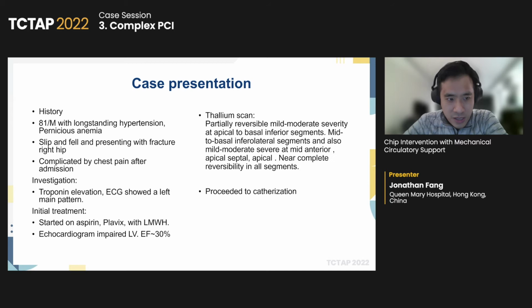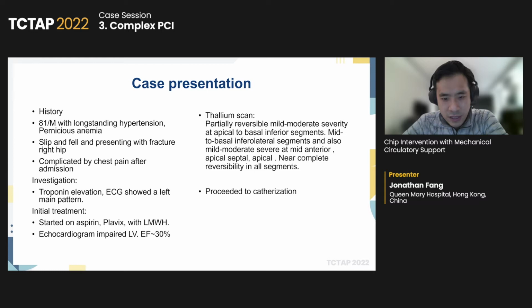So this is the case history. This was an 81-year-old man who had long-standing hypertension and pernicious anemia on B12 replacement. He presented with a slip and fall, and fractured his right hip. However, after hospitalization, he started to develop chest pain, and we found troponin elevation, mildly congested lung fields, and ECG abnormality with ST-T changes, as well as elevated cardiac enzyme, white cells, etc. We started the patient on dual antiplatelet therapy and low molecular weight heparin. We did an echocardiogram, and the EF was only 30%. So we further did a functional study and then sent the patient for catheterization.